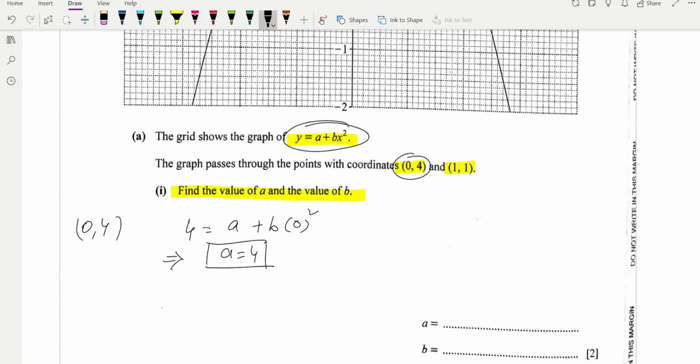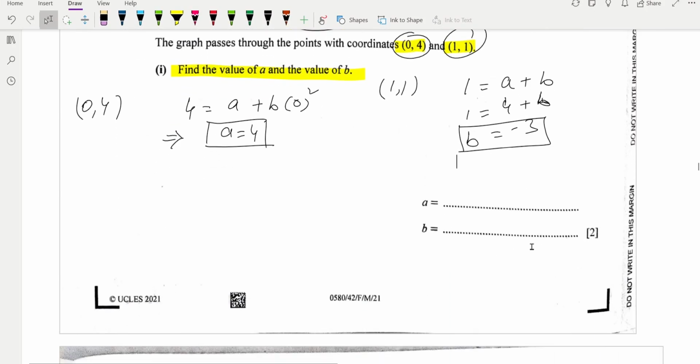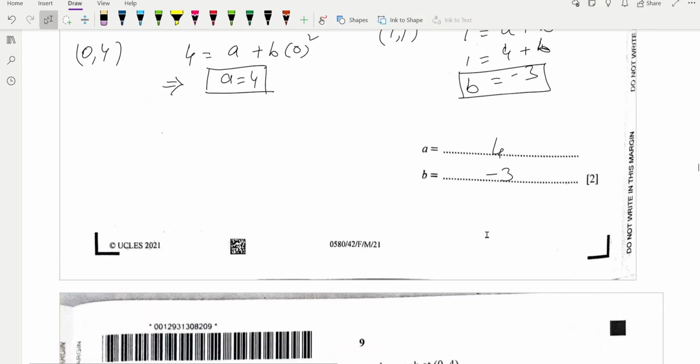And now we can use the second point, (1, 1). In the same equation, y is equal to a plus b x squared, we will get a plus b because the y value is 1 and the x value is also 1, so a plus b is equal to 1. We will be replacing a is equal to 4, so this implies b is equal to minus 3. We got these two values, which we can write over here: a is 4, b is minus 3. Then this part is done.